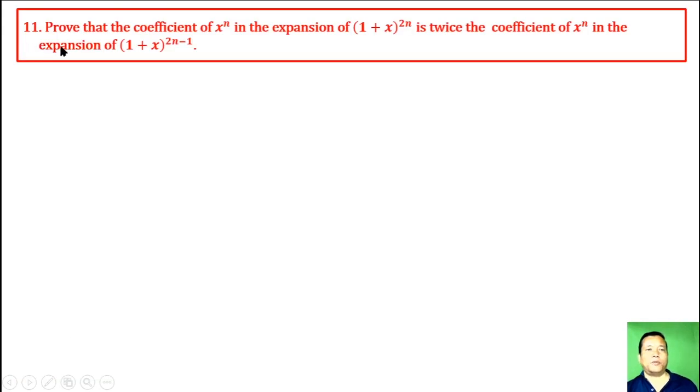Question number 11. Prove that the coefficient of x to the power n in the expansion of (1 plus x) whole to the power twice n is twice the coefficient of x power n in the expansion of (1 plus x) whole to the power twice n minus 1.